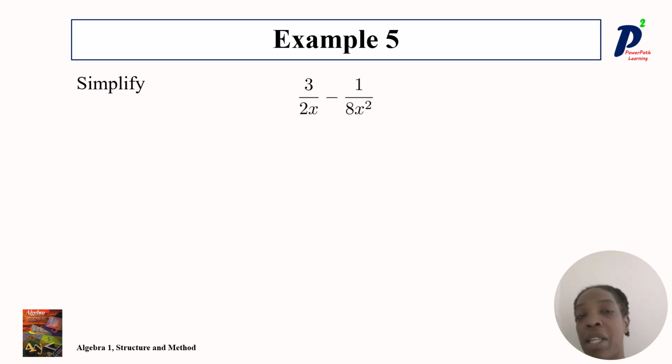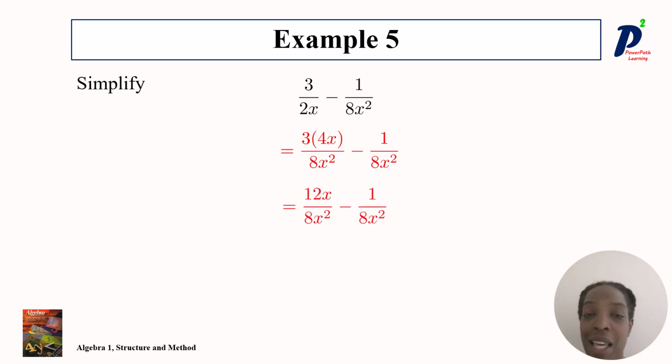Example 5. Now this has a monomial denominator. That's not so bad. We can still make it work. Find a common denominator, which is 8x squared. Only my first fraction changes, and it becomes 12x over 8x squared. Then I just combine my numerators, and I'm done.